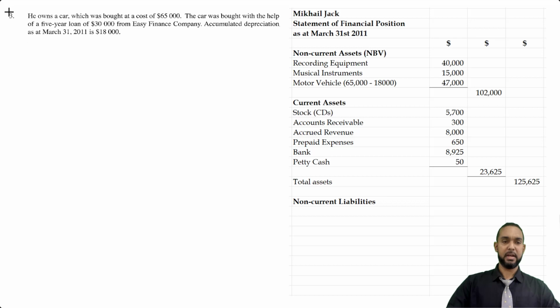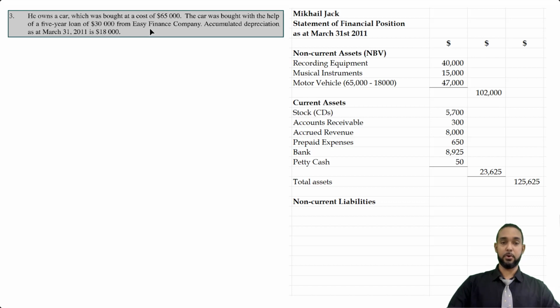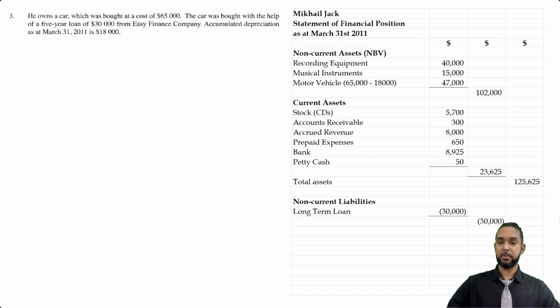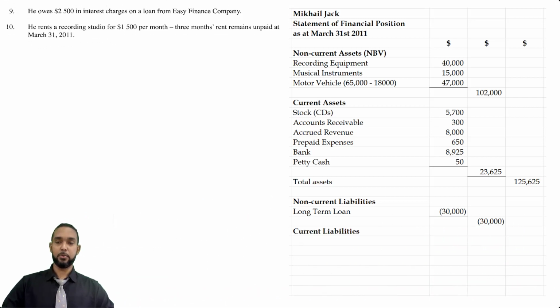So remember back up in item 3, we were told about the motor car, and it was purchased with the help of a 5-year loan of 30,000 from Easy Finance Company. So we're going to put that loan here, right? 30,000, 30,000. And now current liabilities. So there are 2 items down here, which we will talk about.